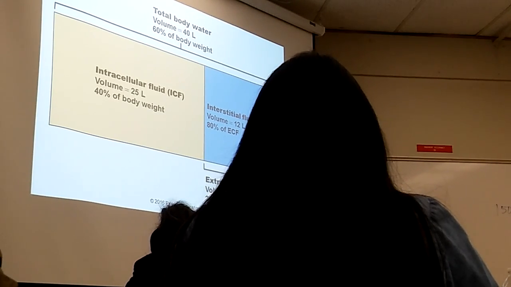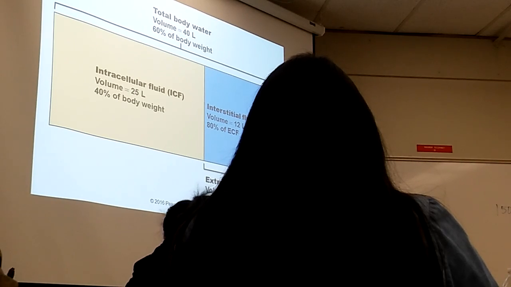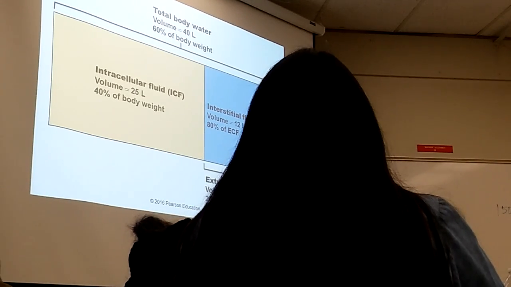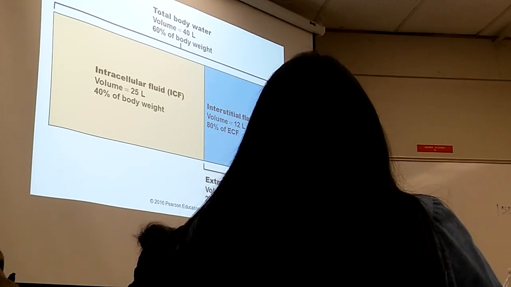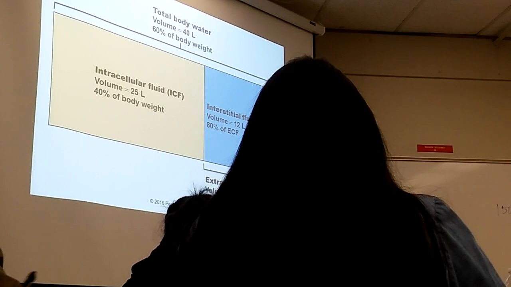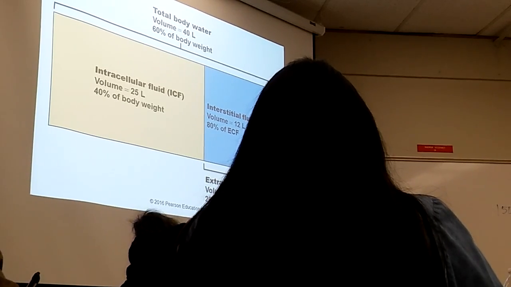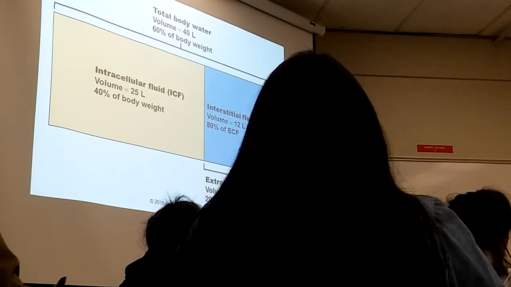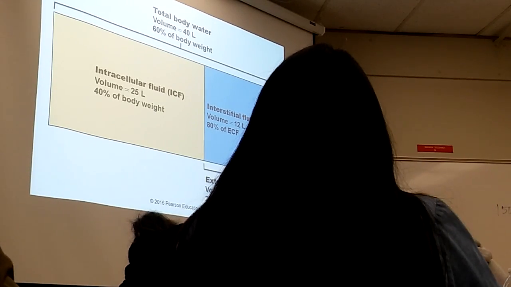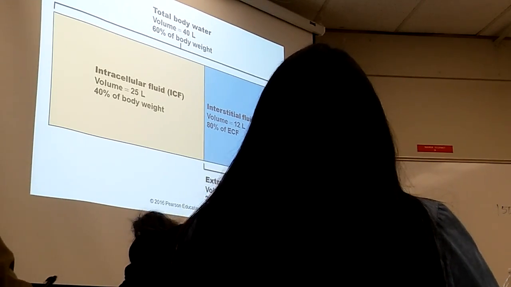So we've been talking about this all semester. So this is the fluid surrounding the cells. This is the fluid inside the cells, separated by the cell membrane. Okay, so the ECF right here is what you should separate. So you should write ECF, and under that you should have two categories. One is going to be the interstitial fluid, and two is going to be the blood plasma.